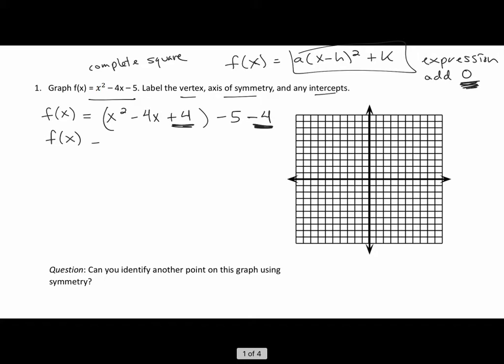And the reason why I added 4 was to complete that perfect square trinomial so that that factors to x plus half of b. Half of negative 4 is minus 2. And then on the outside, negative 5 minus 4, I can add those together. That's negative 9. So this gets me the vertex form so that I can identify the vertex as the 2, because it's the opposite of negative 2, so that's positive 2. And negative 9 for y. So that's the vertex, 2, negative 9 right there.